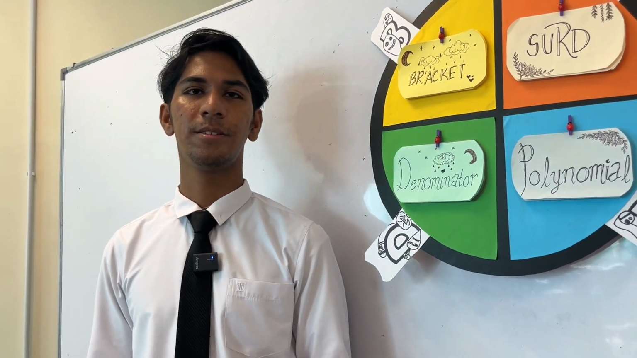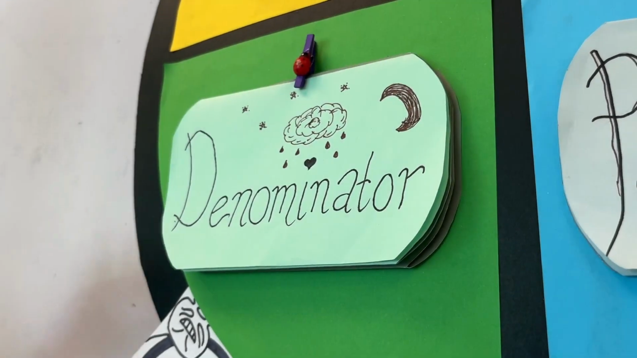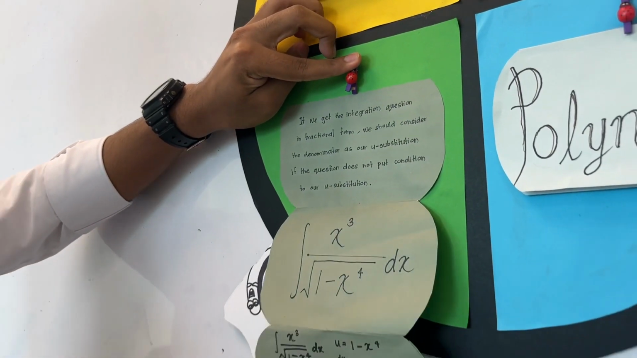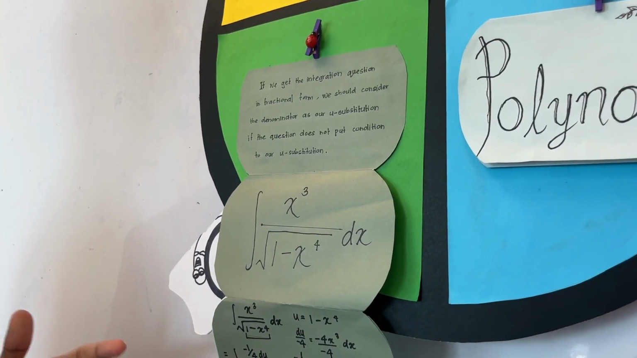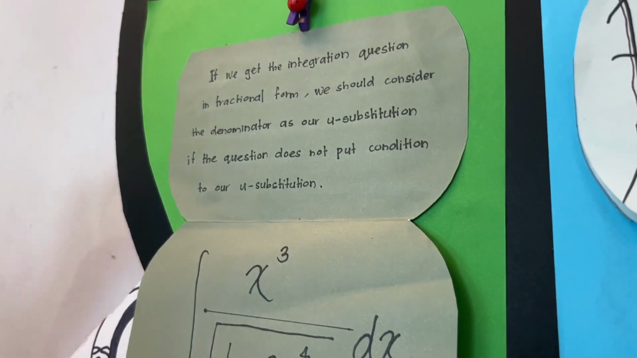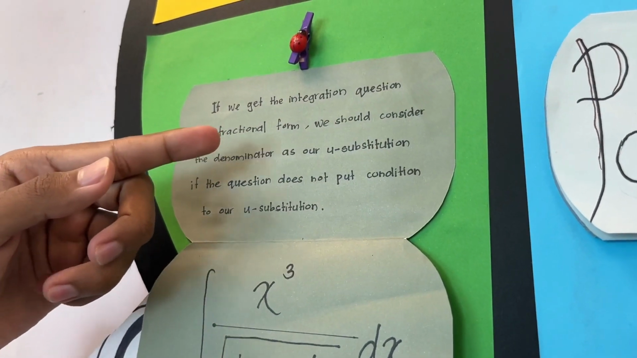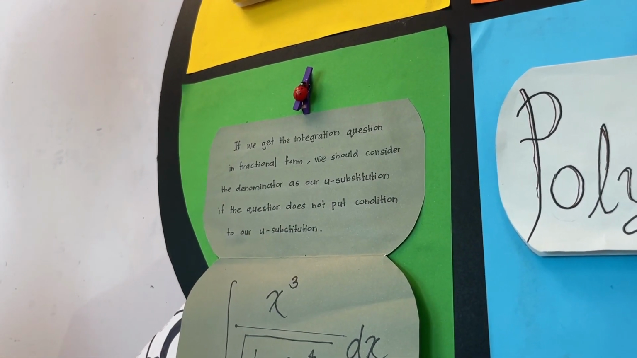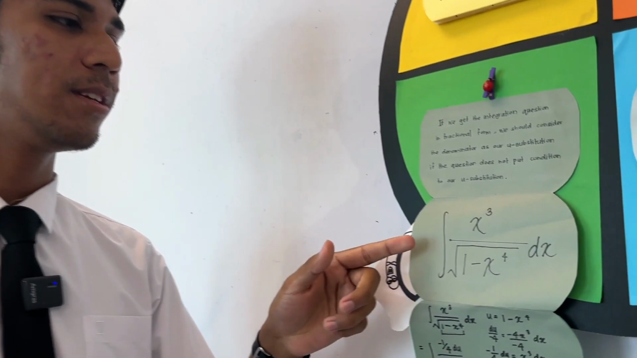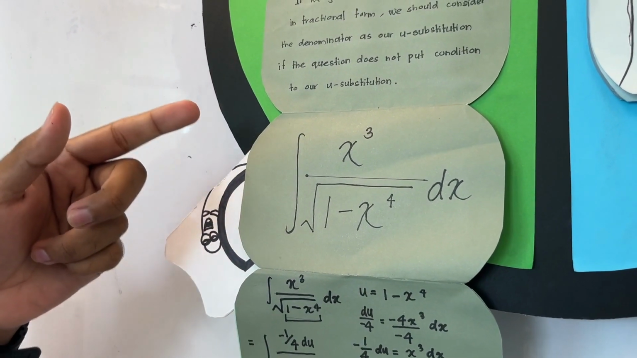So our last priority in determining our u substitution is the denominator. So, I will explain a little bit about the denominator and we will proceed to our next example question. So, if we get the integration question in fractional form, we should consider the denominator as our u substitution if the question does not put a condition on our u substitution. So this is an example for our u substitution using the denominator.